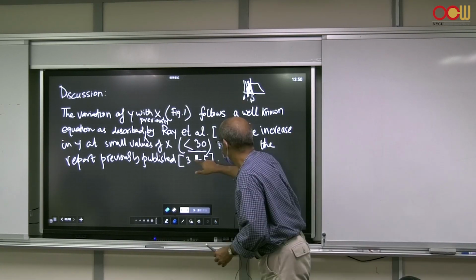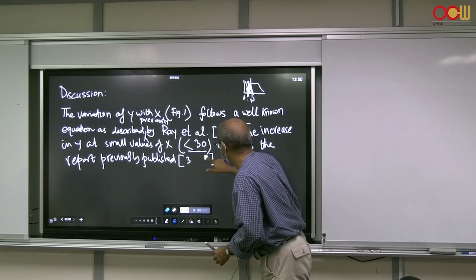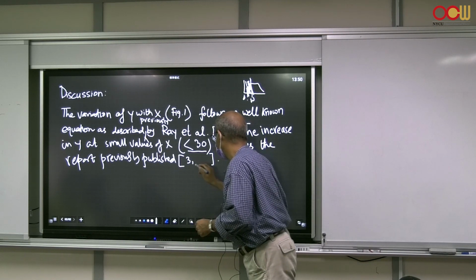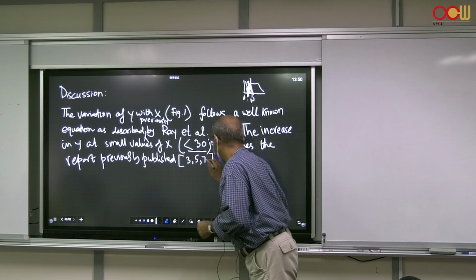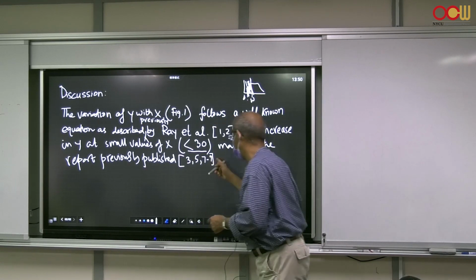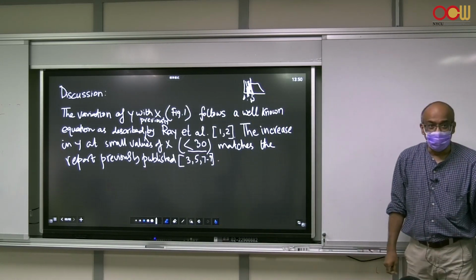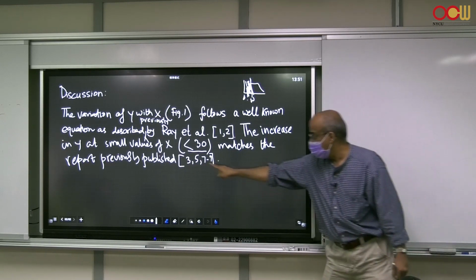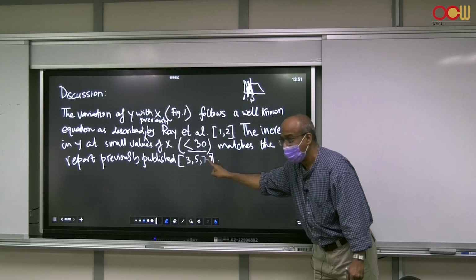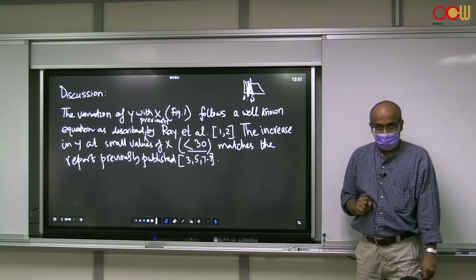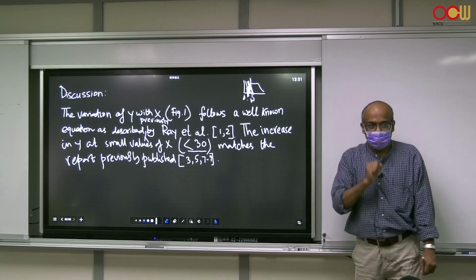If it is not, then write like this. If it is not continuous, then 3, 5, 7 to 9. That means 3, 5, 7, 8, 9. It looks very simple. It is not simple.